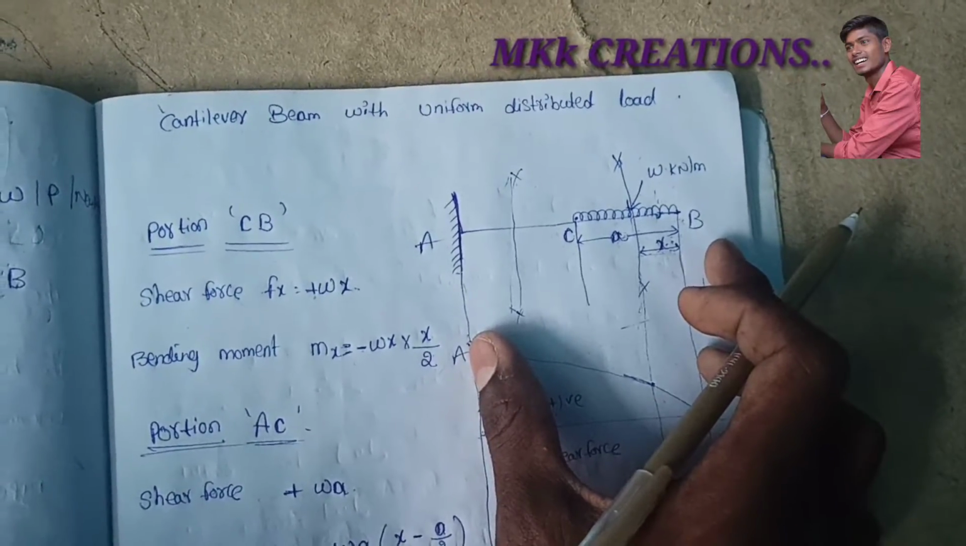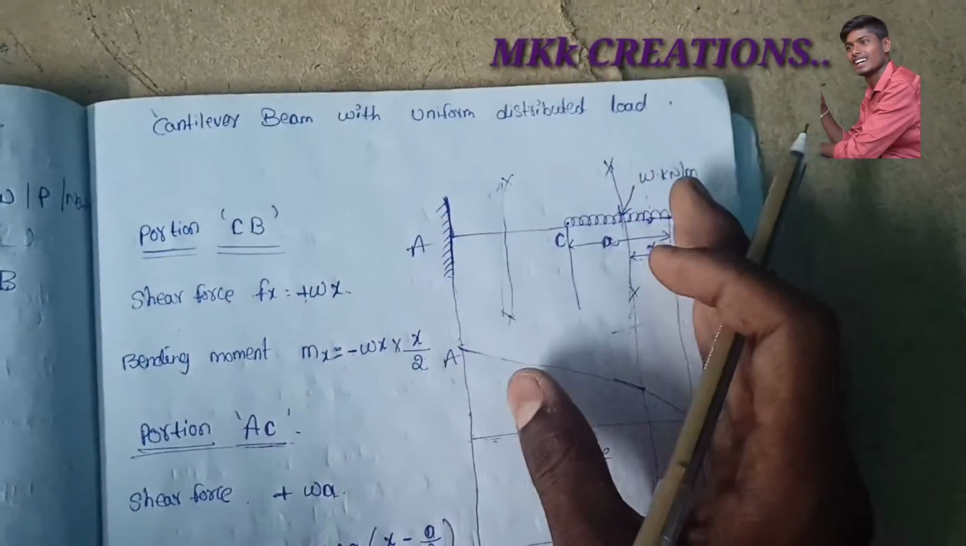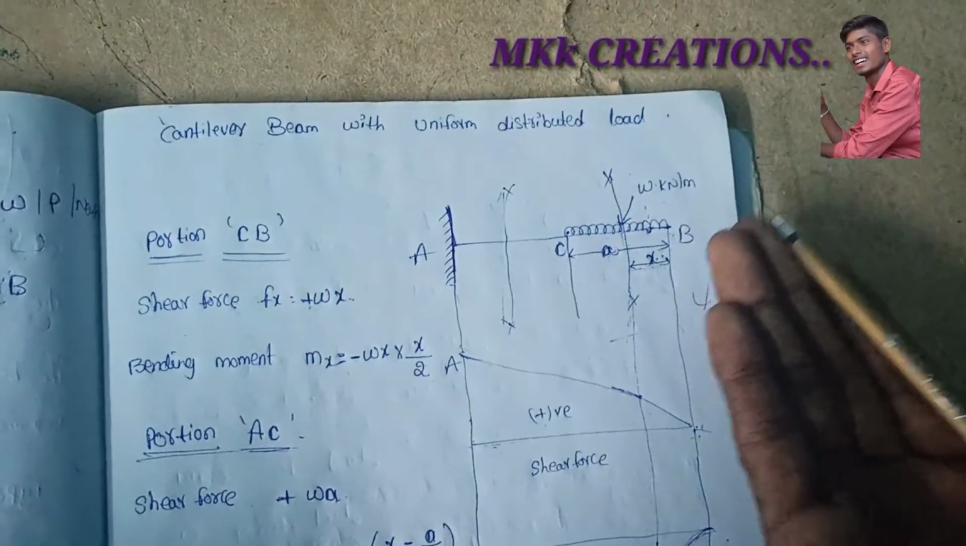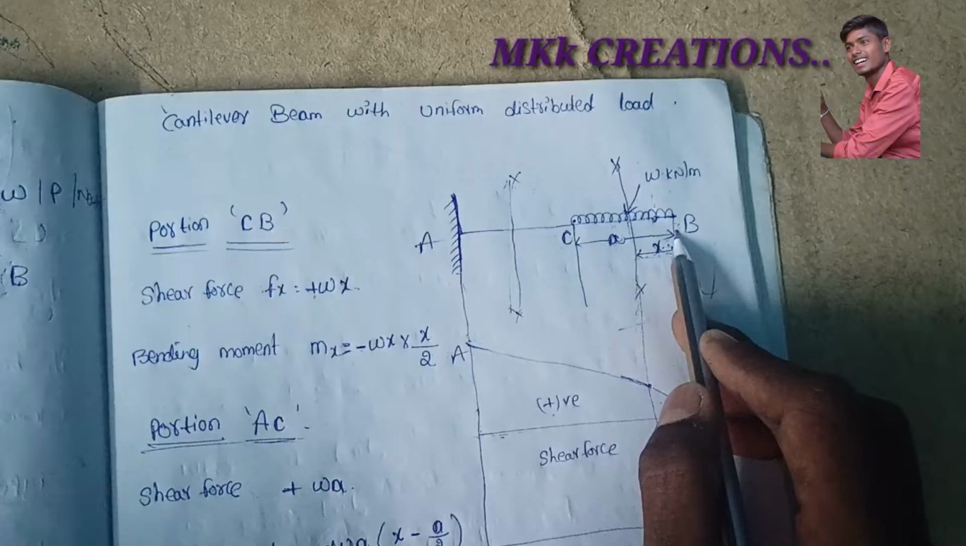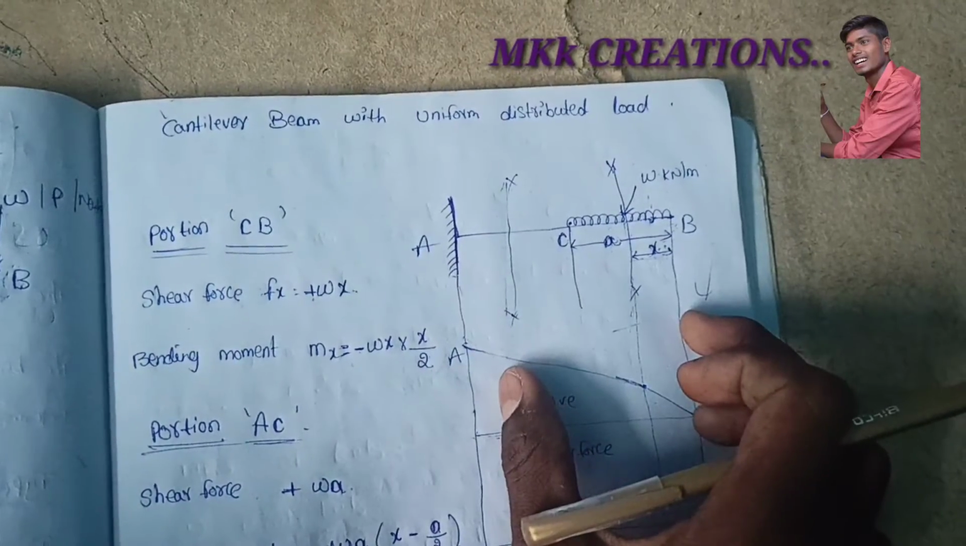So what is a cantilever beam? One end is fixed, and the other is the free end. At the free end the load is acting. What load? A uniformly distributed load is acting on the beam. So this is our figure.